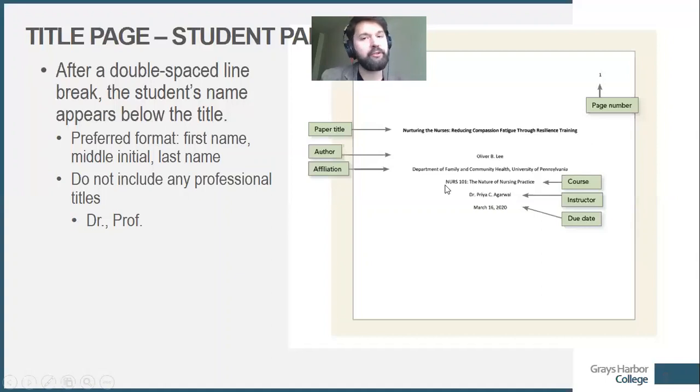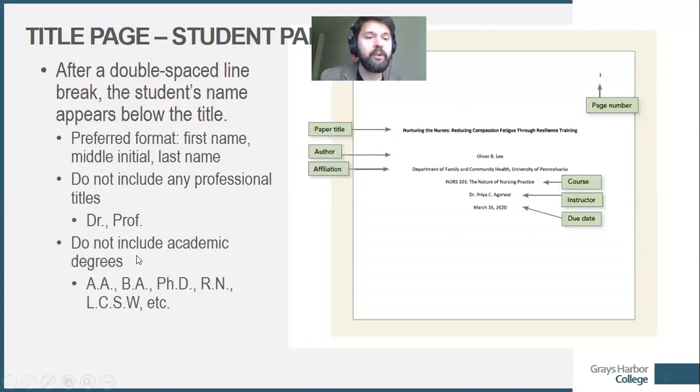Don't include any professional titles. If you're a doctor or a professor or whatever, it doesn't get included here for the author. You don't include any academic degrees either. So if you have your BA or your PhD or an AA or whatever you've got, that's awesome, but you wouldn't provide that here. You just provide your name simply.